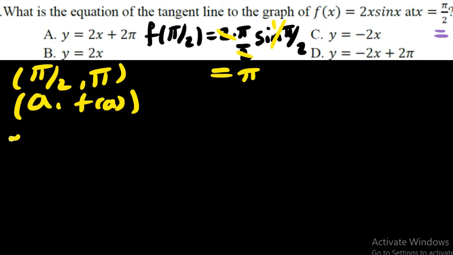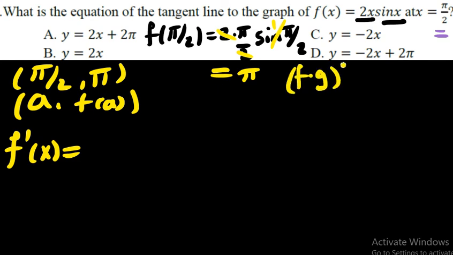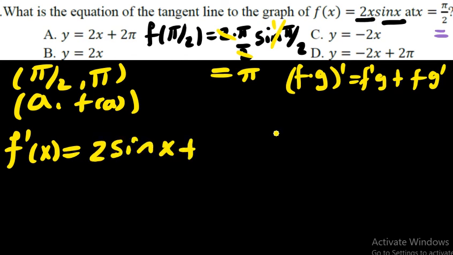Now let's differentiate the function. What's the derivative of the function? It is the product rule we are going to apply here, because there are two functions, 2x and sine x. We have to apply the product rule. Product rule, what does it say? F times g, the whole derivative, is f derivative g plus f g derivative. Therefore the derivative of 2x is 2, times sine x, plus 2x multiplied with the derivative of sine x, which is cos x. So 2x cos x.